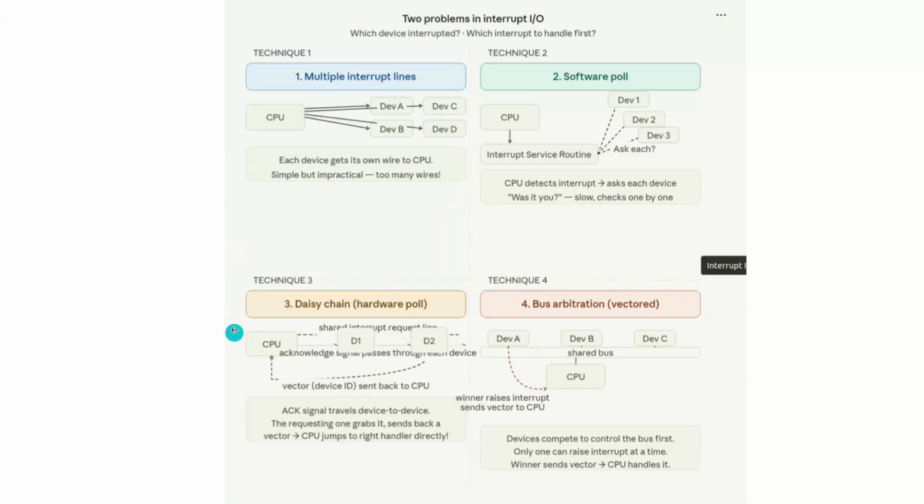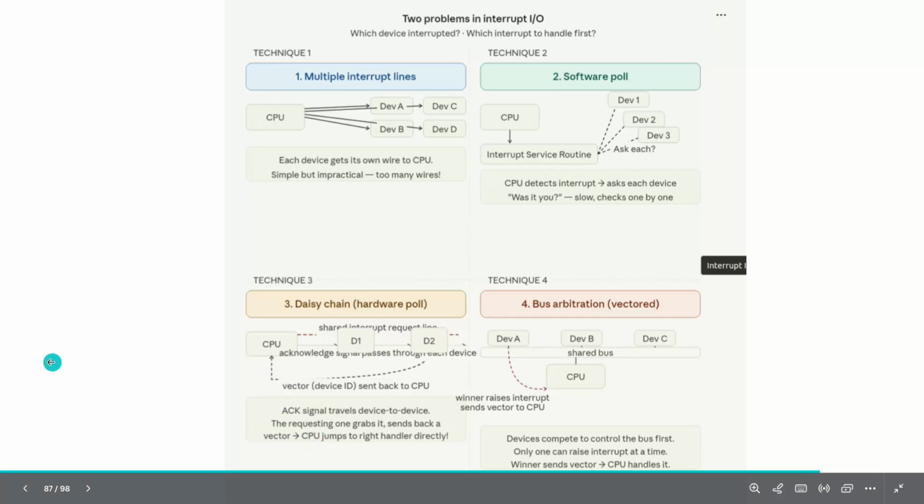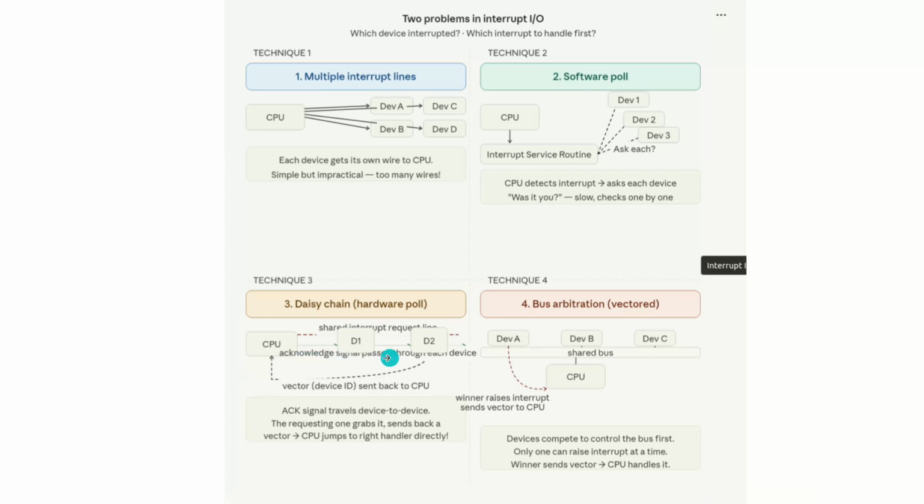Now technique 3 is daisy chain. Software poll is a software approach, and this is a hardware poll. Here the acknowledge signal travels from device to device. The requesting one grabs it and sends back a vector. So, if D2 is giving the interrupt, the acknowledge signal goes from the CPU through each of the devices, and only then reaches D2. It's like a chain. And D2 sends back its device ID to the CPU.